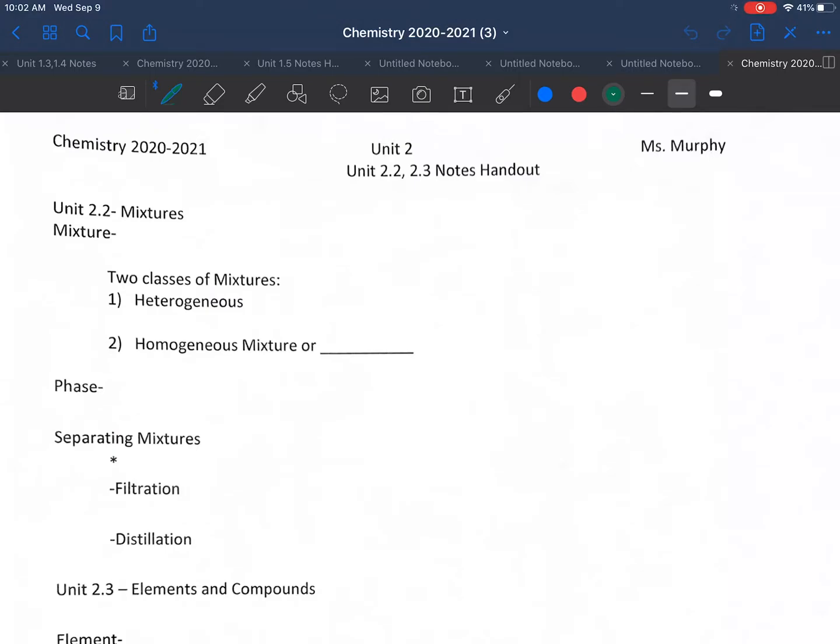Today we are going to do both 2.2 and 2.3, keeping in mind both of these are very short sections, so this won't be a very long lecture. But you should have a notes handout by now, and we'll get right into it.